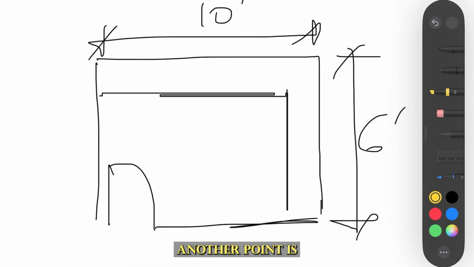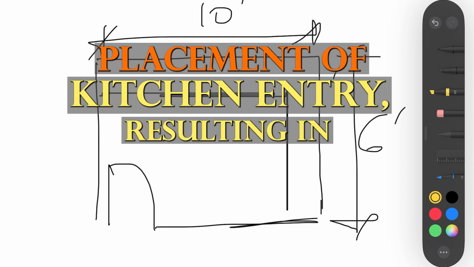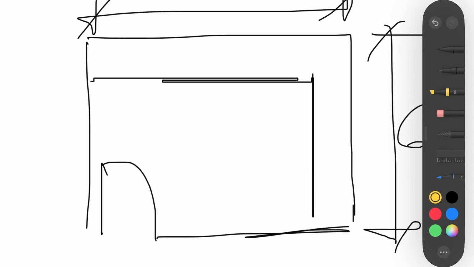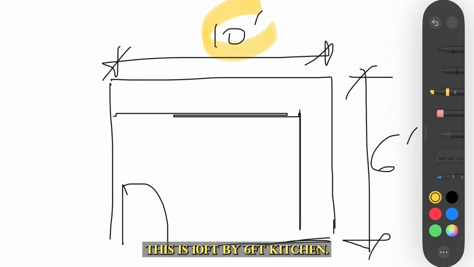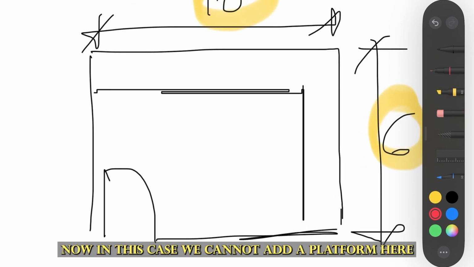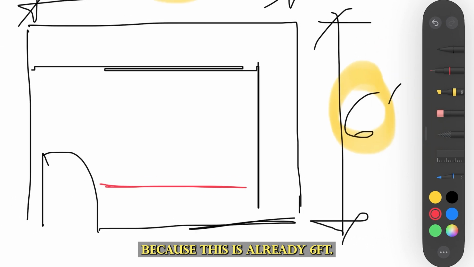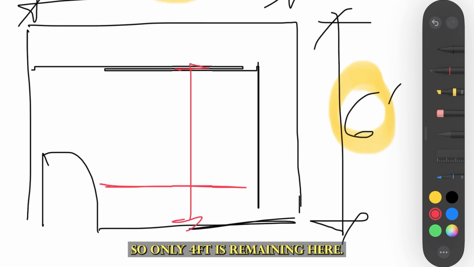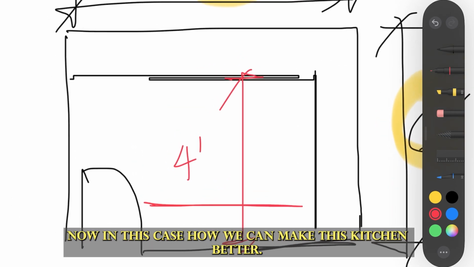Another point is placement of kitchen entry resulting in compromising kitchen storage. Like you see in this kitchen, this is a 10 feet by 6 feet kitchen. Now in this case, we cannot add a platform here because this is already 6 feet, so only 4 feet is remaining here. Now in this case, how can we make this kitchen better?